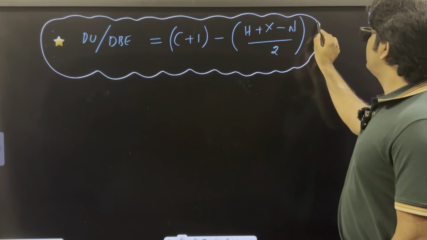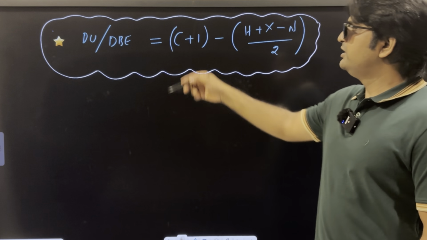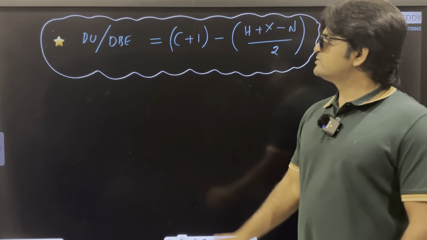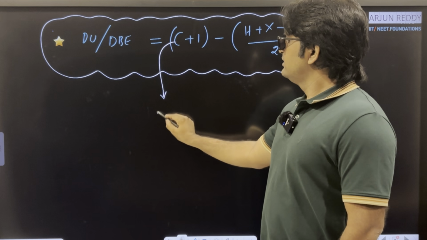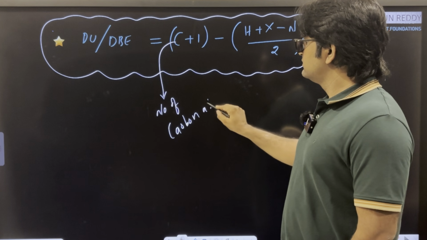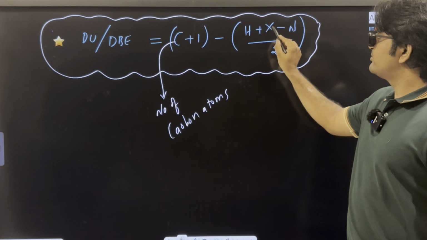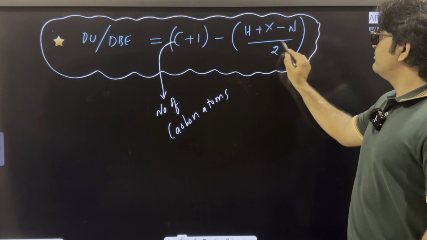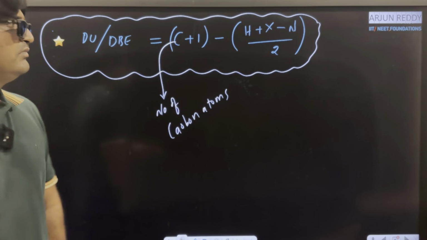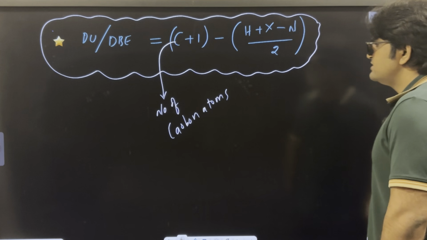This is a very simple formula to calculate the degree of unsaturation when the molecular formula is given. Degree of unsaturation or double bond equivalence equals number of carbon atoms plus 1, minus number of hydrogen atoms plus number of halogen atoms, minus number of nitrogen atoms, divided by 2. Okay, note down this formula. Yes, I am going to give one general example like this.